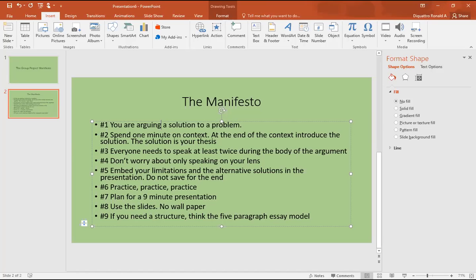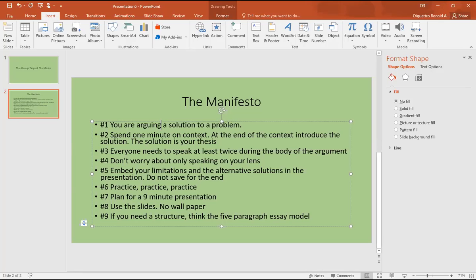Embed your limitations and the alternative solutions in the presentation. Do not save this for the end. This drives me insane, and you would never do this in the real world, where you'd spend three parts of your presentation talking about our solution is great, our solution is great, our solution is great. And then at the end go, now here's the problems. And you're leaving that as the last thing I'm thinking about.